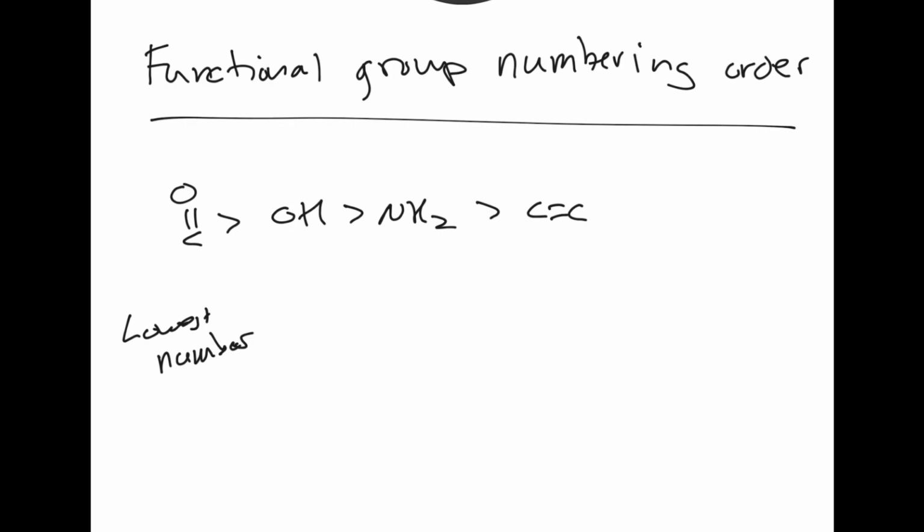Then you have double bonds. And these are roughly the same as triple bonds. There is no rule like, always make sure your alkene has a lower number than your alkyne. When you have a molecule that has both, you number to just put the lowest possible number in your molecule.